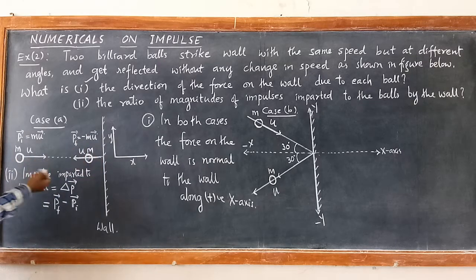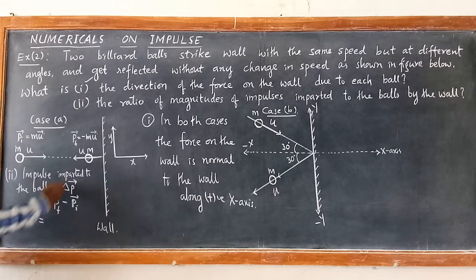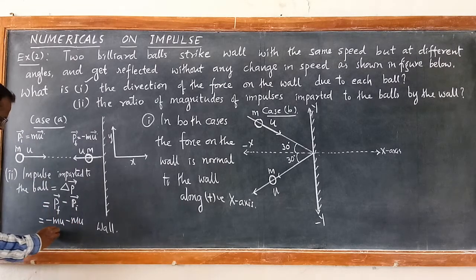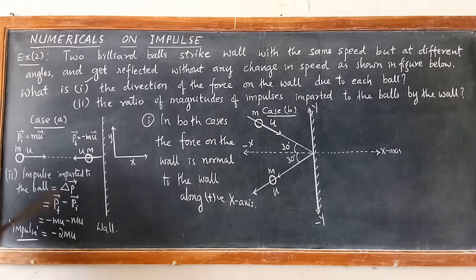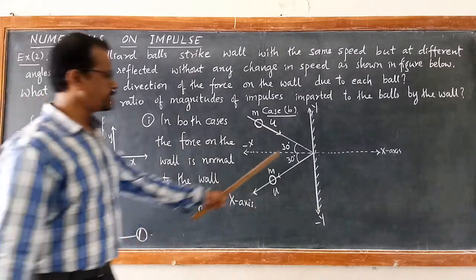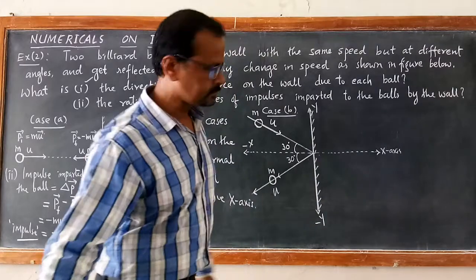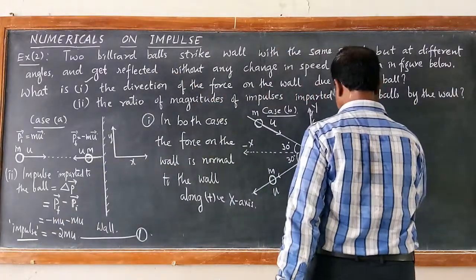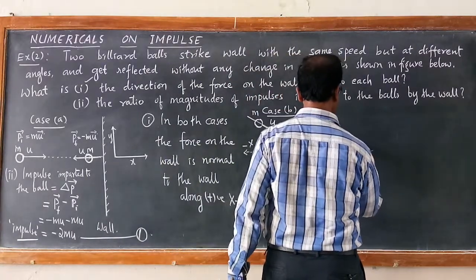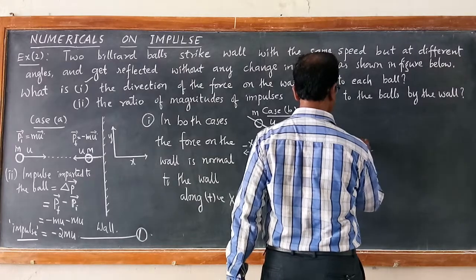I think you got it. The directions are opposite. So Pf minus Pi is minus mu minus mu. Speeds remain unchanged. Thus it becomes minus 2 mu. So the impulse imparted to the ball is minus 2 mu. You can call this equation 1. In the same way, now you can calculate for this one. This is the positive x-axis.